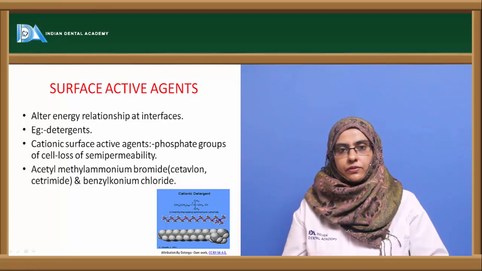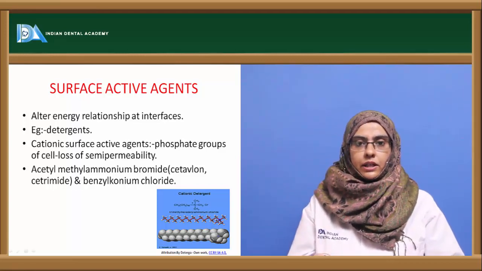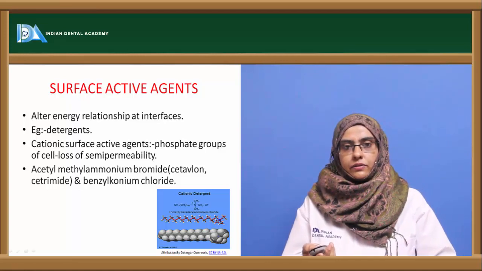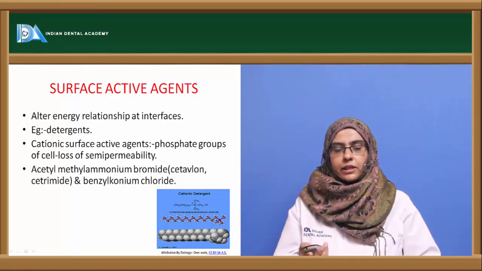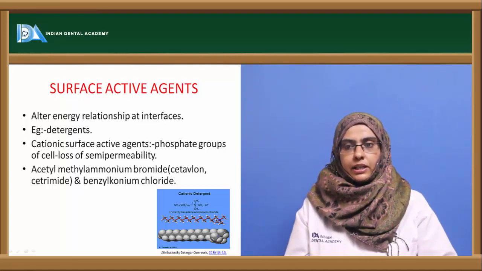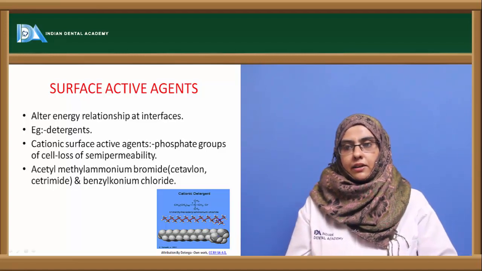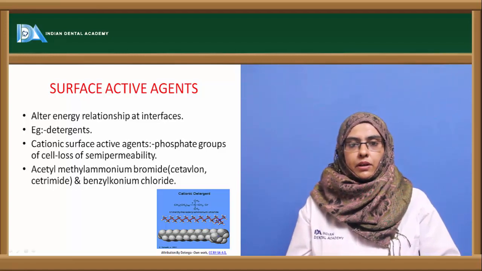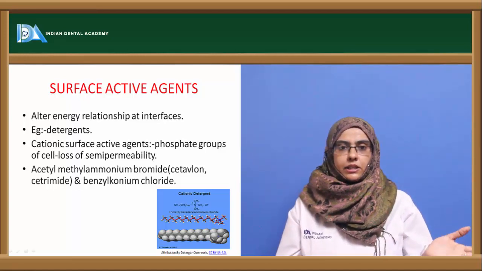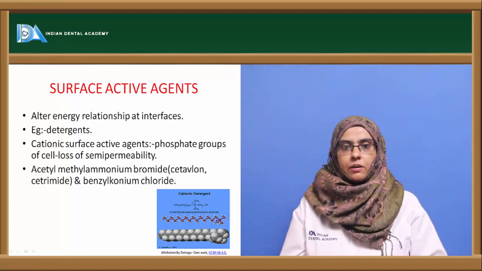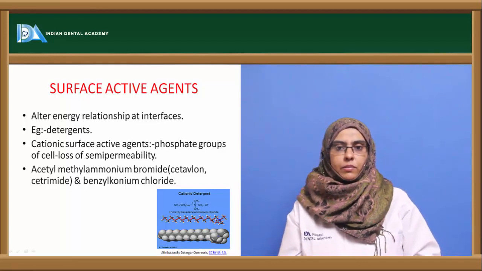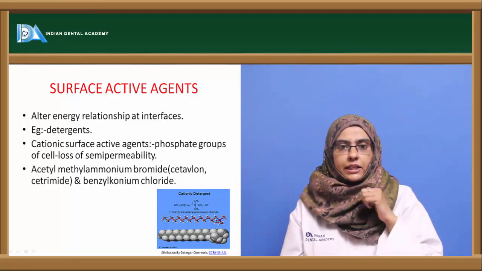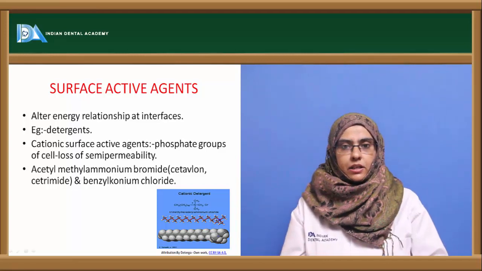They act on the phosphate group, and they also lose the semi-permeability of the organism. And the examples of this are quaternary ammonium compounds. Example, cetyl trimethyl ammonium bromide, which is available as cetavlon or cetrimide, and benzalkonium chloride. And apart from this, anionic examples are detergents, and we have amphoteric compounds which are called TEGO compounds. So all of these usually target the cell wall of the organism and kill the organism.